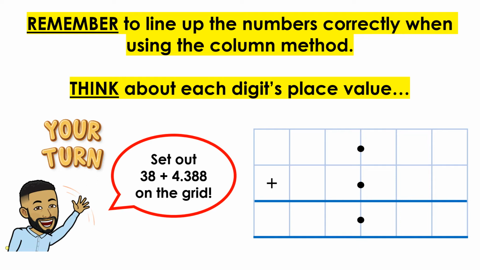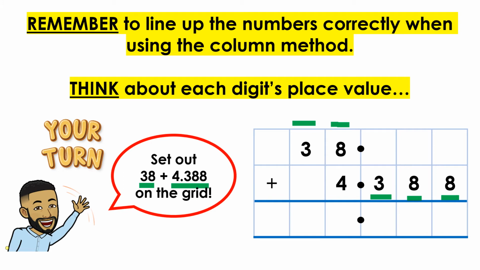So we'll start with the whole number, which is 38. So 38 would go before the decimal point because the 3 is worth tens and the 8 is worth ones. Let's have a look at the decimal number, 4.388. Let's start with the 4. So the 4 should go directly under the 8 because the value of it is ones, and then the other digits, 3, 8 and 8, would go after the decimal point because 3 is worth tenths, the 8 is worth hundredths, and the other 8 is worth thousandths.